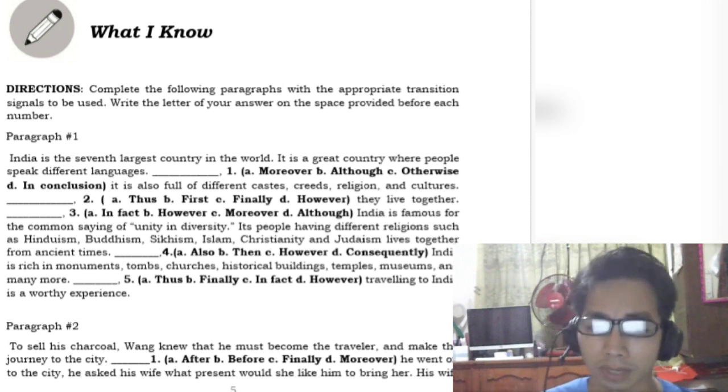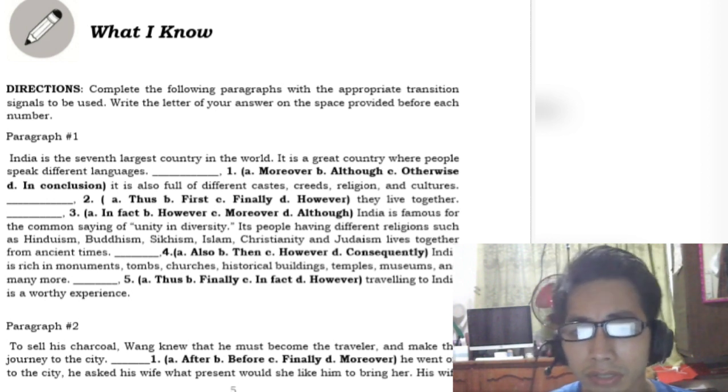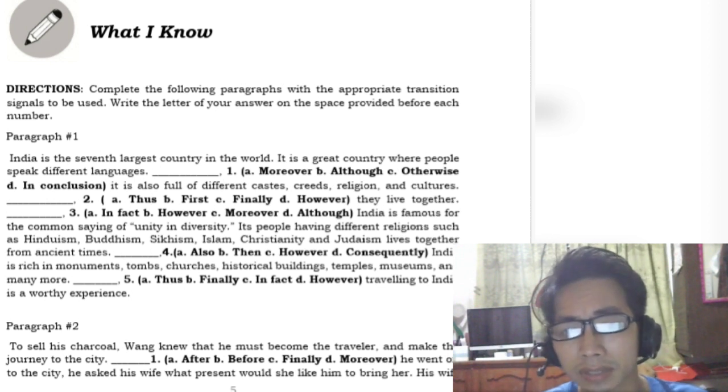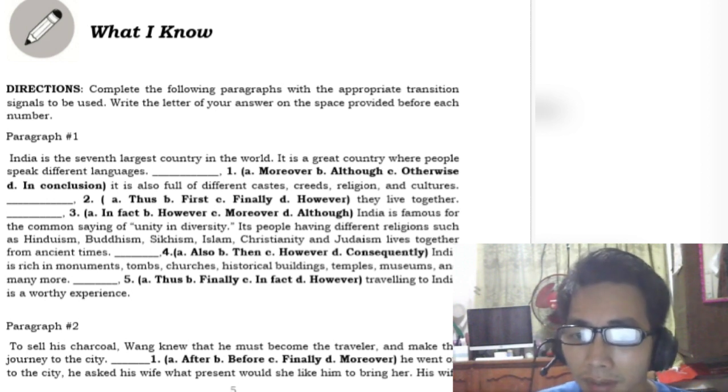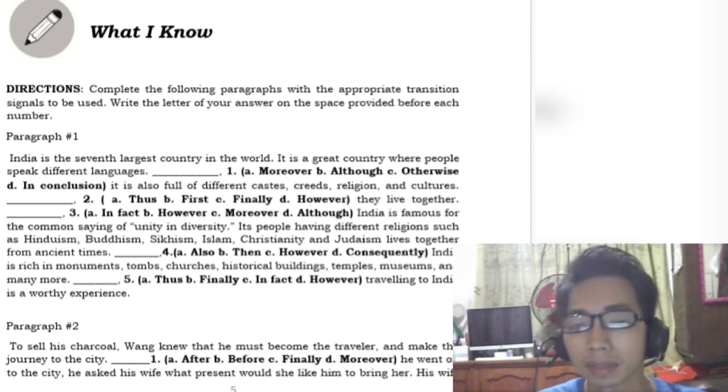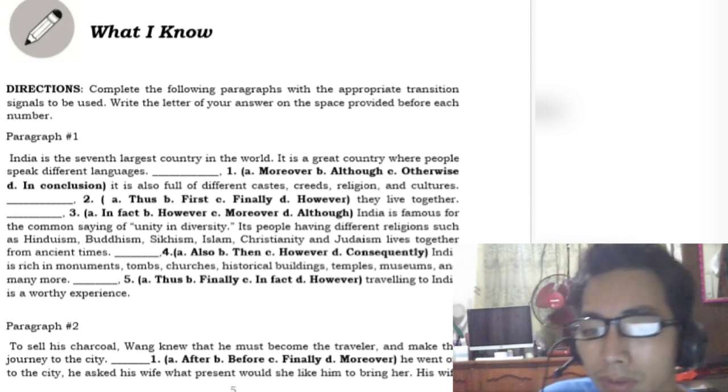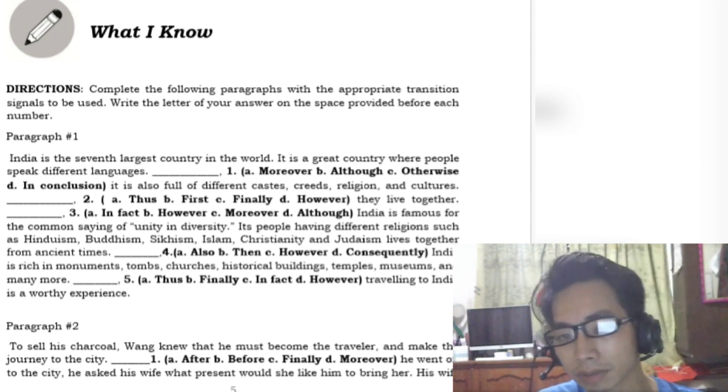All right. So the country India is a large one, the 7th largest country all over the world. And the second statement is the additional idea for the first statement; it will be continued by the second statement. So we used here moreover. Okay. So this is my answer.